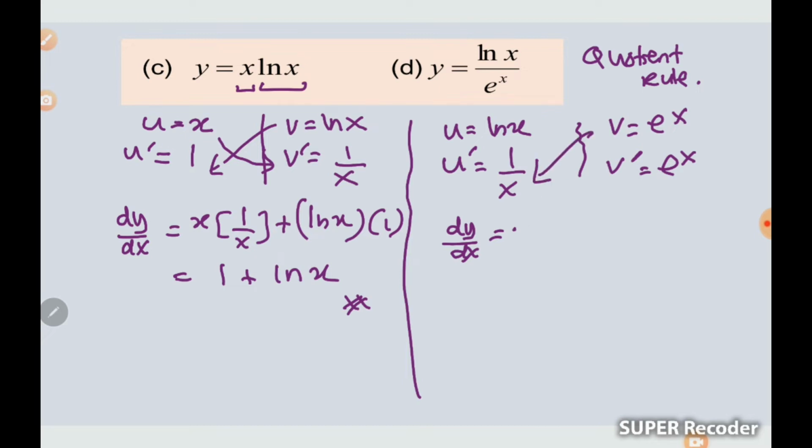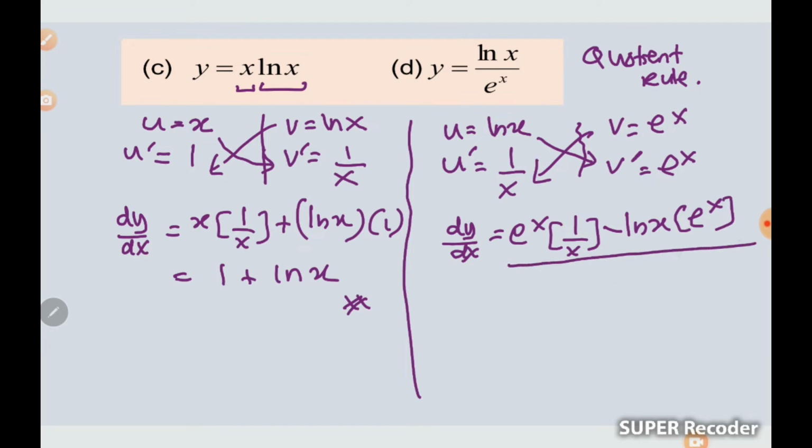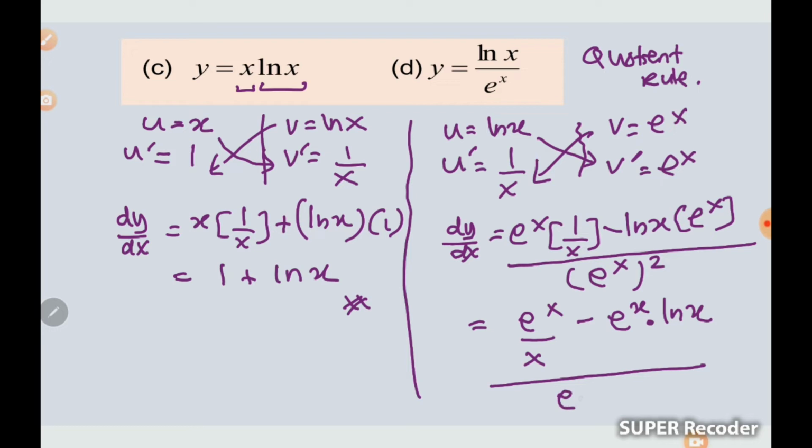vu prime, ex multiplied with 1 over x, minus uv prime, ln x multiplied with ex, over v squared, ex squared. So the answer is ex over x minus ex followed by ln x, over ex squared, or you can write as e to the power of 2x.